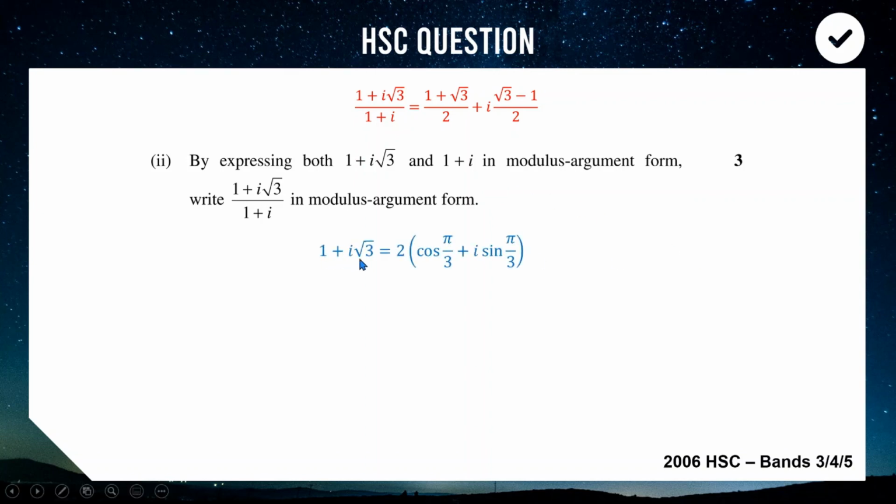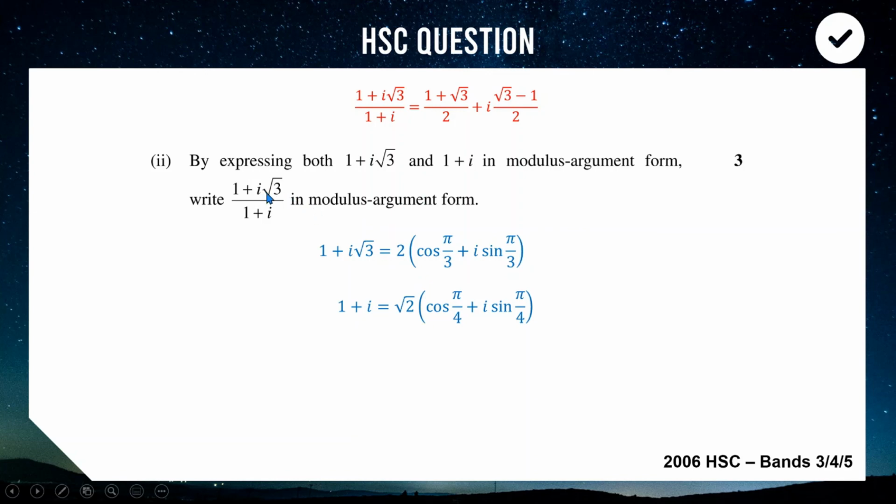Okay, so 1 plus i root 3, if you do a little sketch and do a bit of trigonometry, you should see a modulus of 2 and an argument of 60 degrees, which is pi on 3. If you do the same thing for 1 plus i, you should be seeing a modulus of root 2 and an argument of pi over 4. Okay, sweet. Now, how are these two facts going to help us get 1 plus i root 3 divided by 1 plus i in mod arg form?